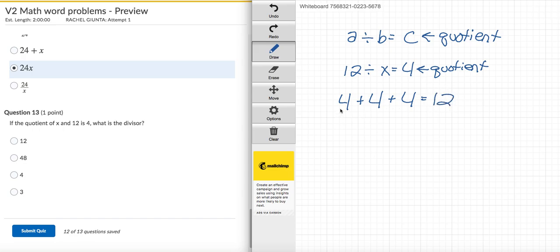So it takes 3 4s to equal 12. And so that is our x in this case. And that is the divisor. The number that we're dividing by in this case is x, so we need to solve for x. Unlike in the 24x problem where we don't have enough numbers to actually get a single number for the answer, in this case we do, and that answer would be 3.